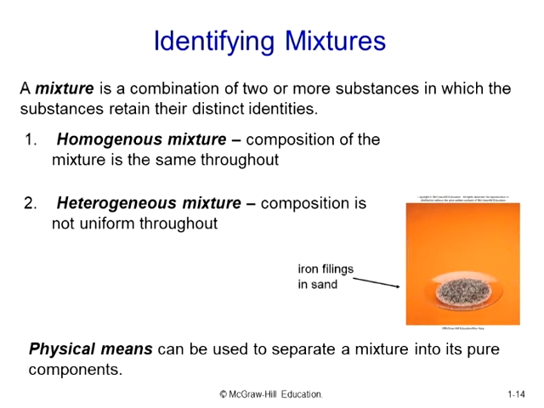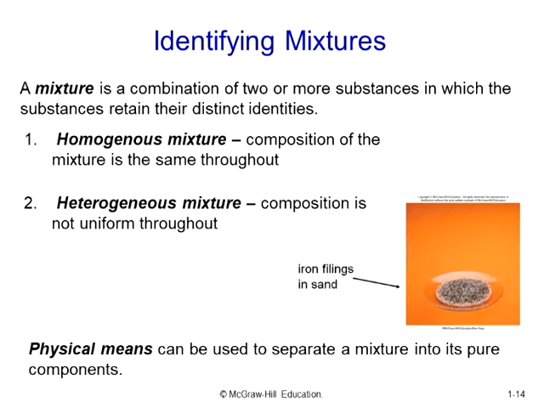A mixture, however, is a combination of two or more substances in which the substances retain their distinct identities. They're mixed together, but they still have their identity. A homogeneous mixture is the same throughout. If you scoop from one side of the area and you scoop from another side of the area, it will be exactly the same.